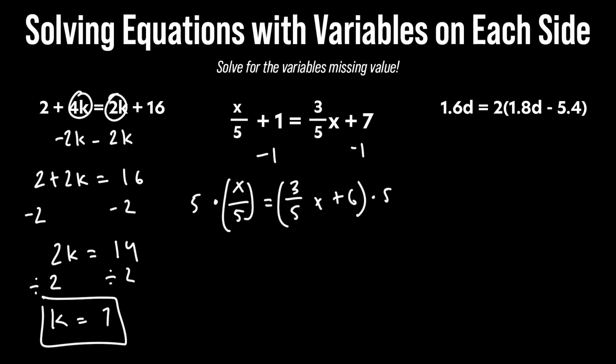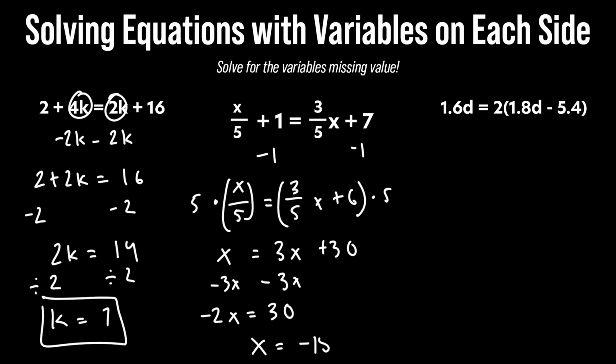So 5 times x over 5, that's going to be x. And then on this side, we have 3 over 5x times 5, which is equal to 3x. And then we have 6 times 5, which is 30. Now let's subtract 3x from both sides. We get negative 2x is equal to 30. And now we can divide by negative 2, and we end with x is equal to negative 15.